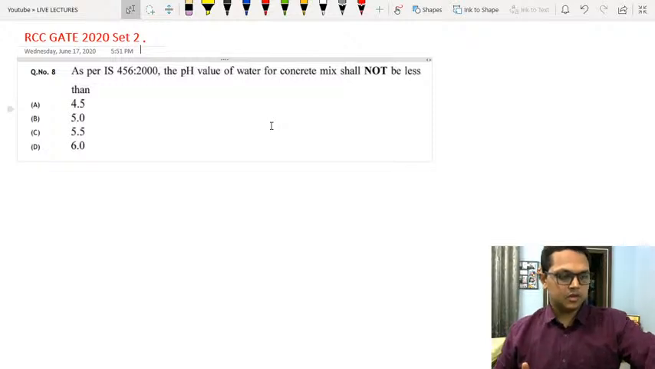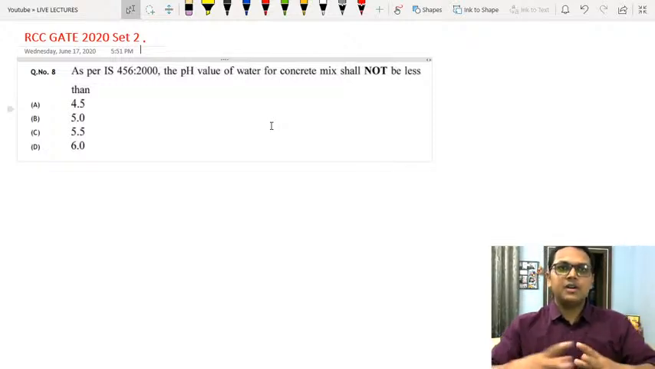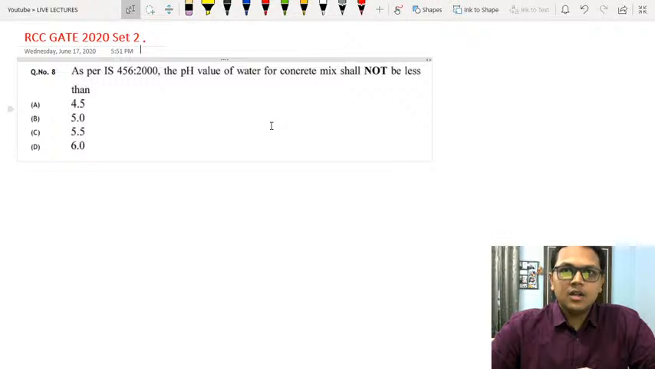Okay, we'll start. So, hello everyone. My name is Rohan Goyal, and I am your civil engineering faculty at Engineering Hotspot. In today's lecture, we are going to look at a few of the GATE 2020 set 2 questions of the reinforced concrete structures subject. So, we are going to discuss questions from the RCC that are asked in the GATE 2020 set 2 question paper.